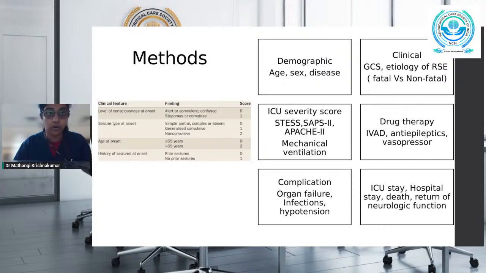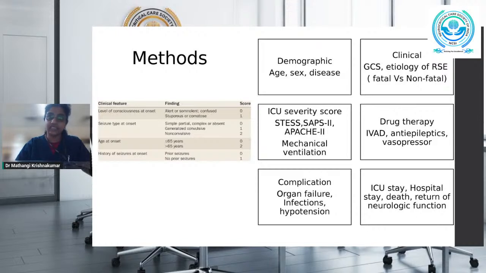It looks into 4 parameters: the level of consciousness at onset, the seizure type at onset, age at onset, and the history of seizure, whether prior seizures were present or not. It is scored 0, 1. A higher score means worse, associated with worse outcomes. Then they also collected data on the duration of mechanical ventilation, and any complication which resulted because of therapy during the ICU stay, in terms of organ failure, infections or hypotension related to IVADs, that is intravenous anesthetic agents.